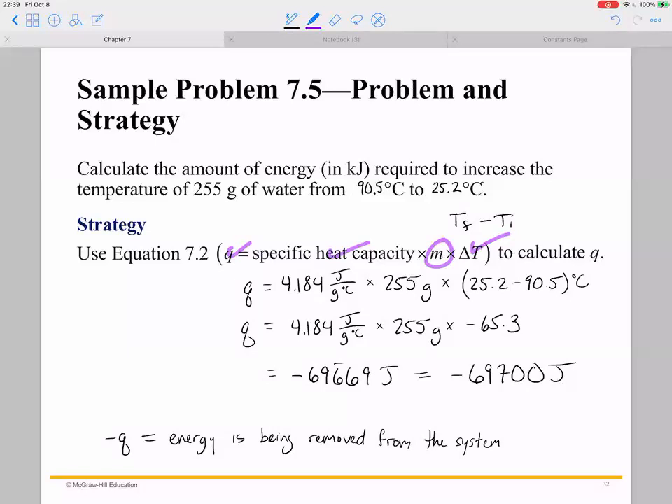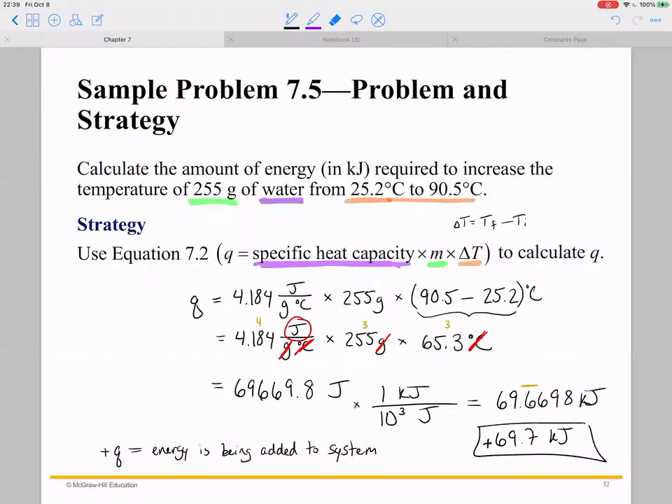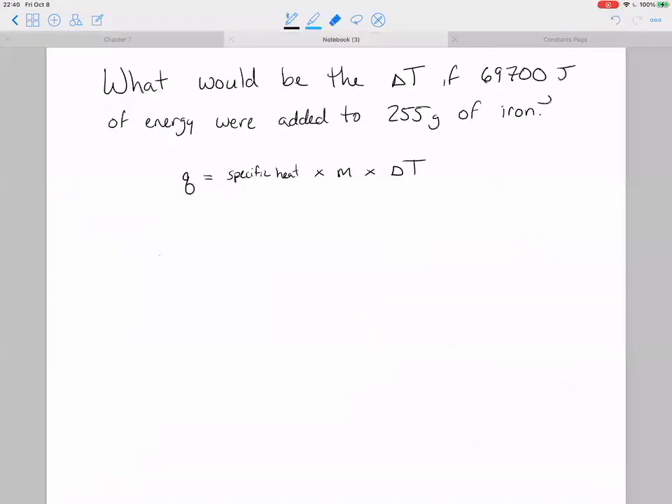So let's do this example here, and we're actually going to use the same amount that we found in our example problem. We're going to put in this 69,700 joules of energy, but instead of being water, we're going to do it to iron. So our new question is, what would be the change in temperature if 69,700 joules of energy were added to 255 grams of iron?